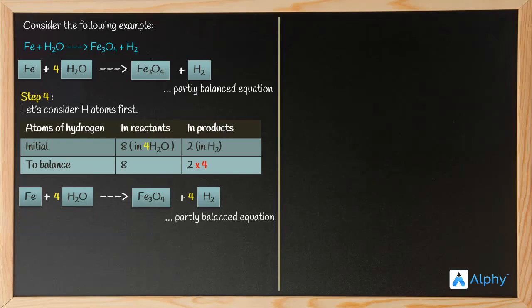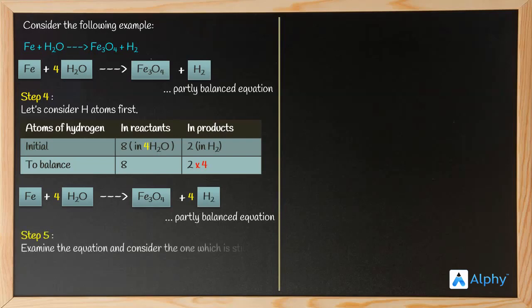Now observe the atoms again. Go from left to right. The first atom is Fe, which is iron. It's 1 on the left-hand side and 3 on the right-hand side. Next is hydrogen, which is 8 on both sides, and oxygen, which is 4 on both sides. So by this we can conclude that only Fe, or iron, is left unbalanced, while all others are already balanced. Now step 5.